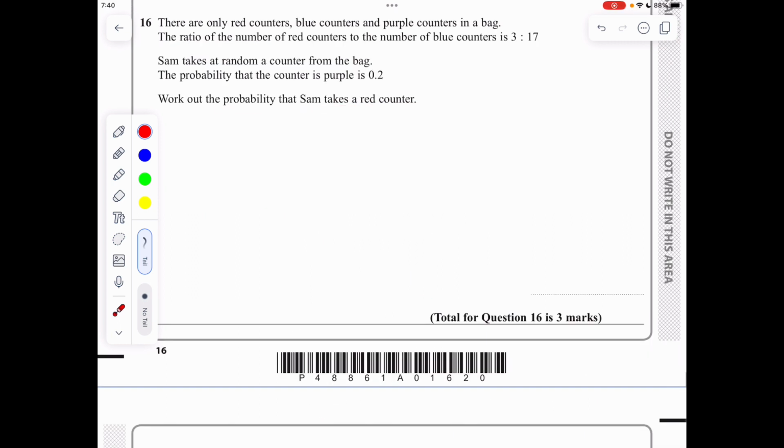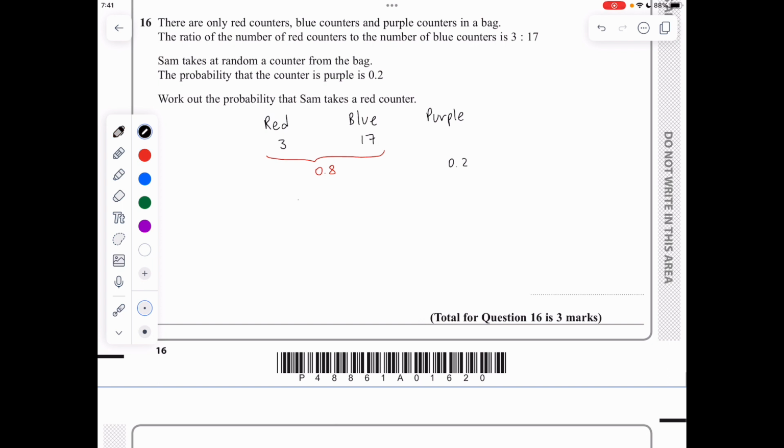In 16, we've got a bag containing only red, blue, and purple counters. Now the ratio of red to blue is 3 to 17, and the probability of picking a purple counter is 0.2. We need to work out the probability of picking a red counter. So this is the three different colors I'm dealing with. I have been told that the ratio of red to blue is 3 to 17. The probability of a purple one is 0.2. This means that the probability of picking a red or a blue one is 0.8, and I need to split this in the ratio of 3 to 17.